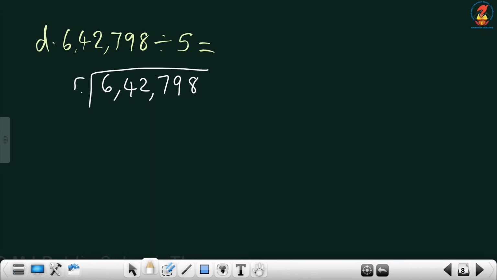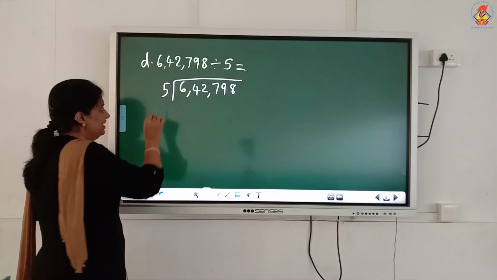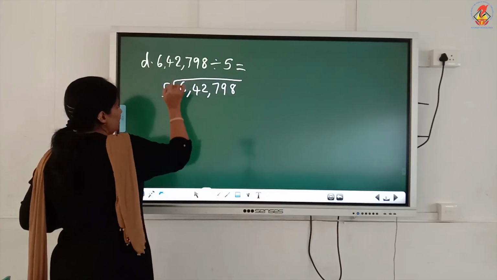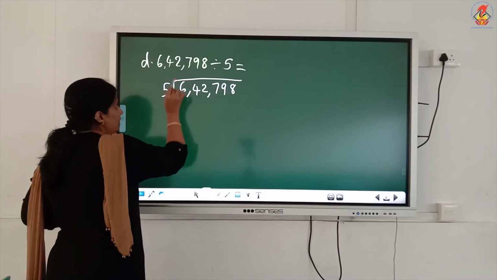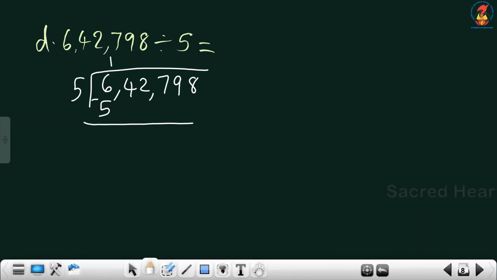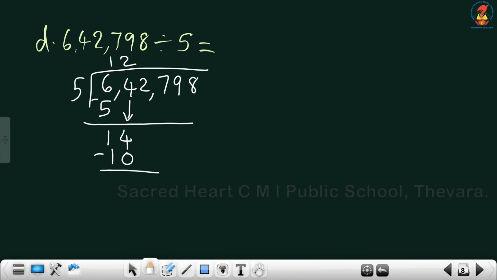6,42,798 divided by 5. Here the first digit is greater than the divisor, right? So I need to consider the first digit only. 5 ones are 5 and the remainder is 1. Next digit down, that is 4. 14. 5 2s are 10. 5 3s are 15 only. I don't want to take that. 5 2s are 10. Then the remainder is 4.